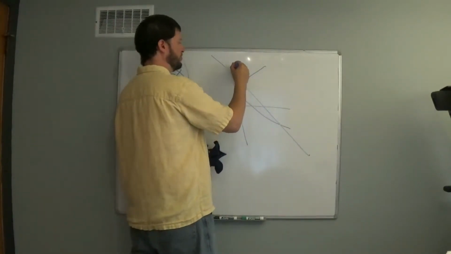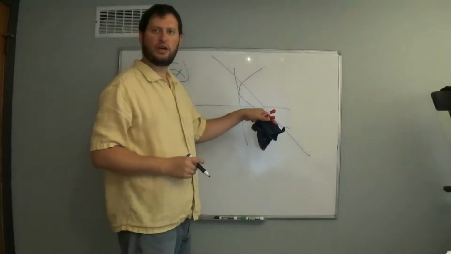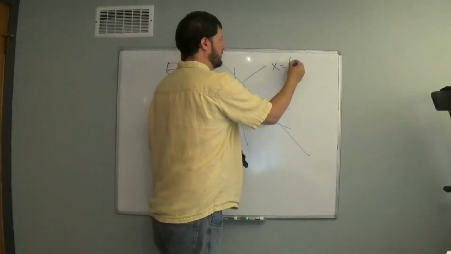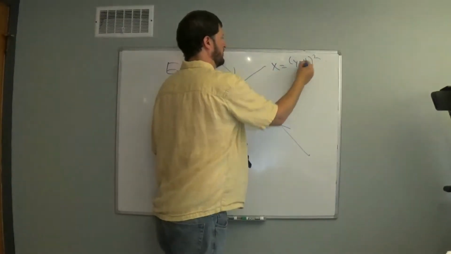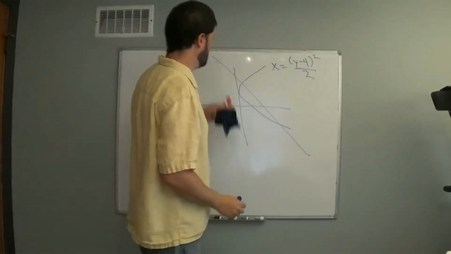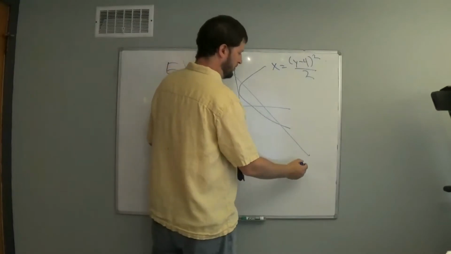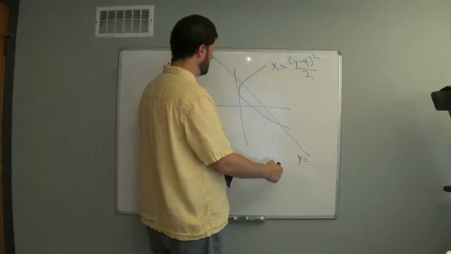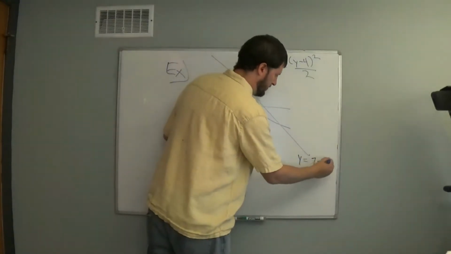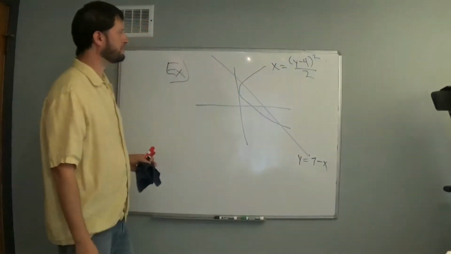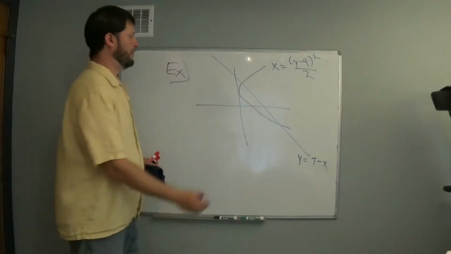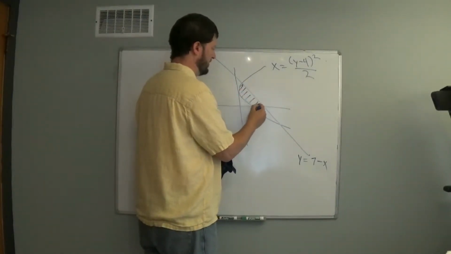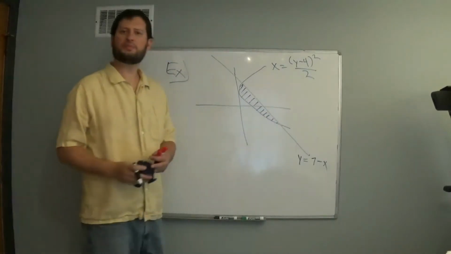Suppose that this is a parabola, but it's on its side now, which means rather than y equals, we actually have x equals. And this is a line which we can write as y is equal to 7 minus x. Okay, so our goal is to find this area. Here's the issue. Here's the problem with this.